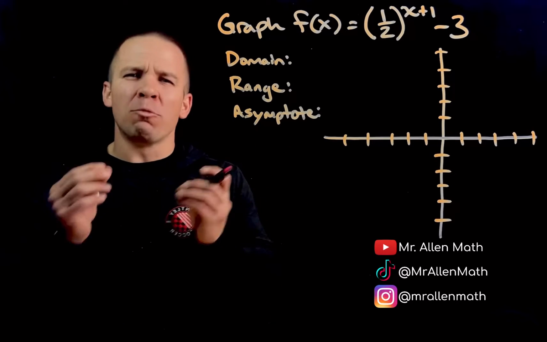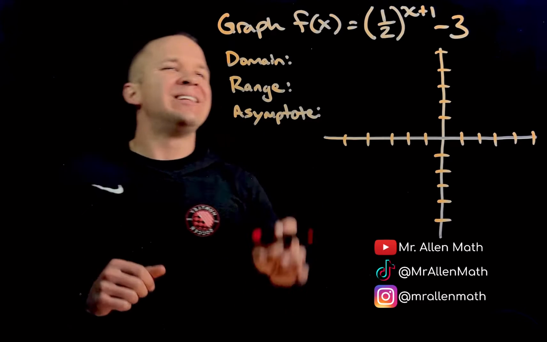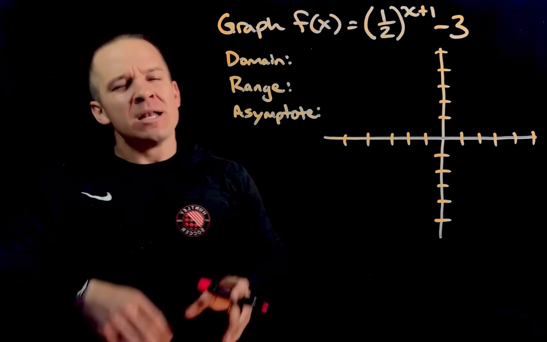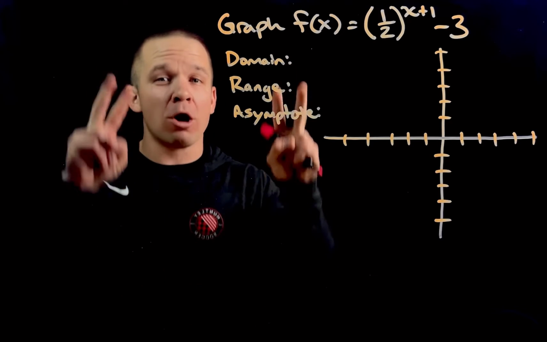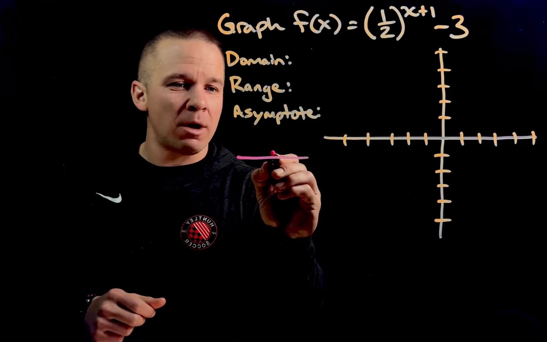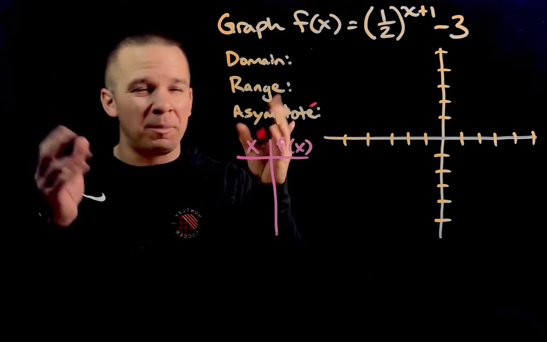We're going to graph this wonderful, beautiful exponential function, f of x equals (1/2)^(x+1) minus 3. Now, when dealing with exponential functions or logarithmic functions, I like to use smart points. And what I mean by that is I want to pick points that are easy to graph, right? Easy to calculate. So we've got to do a little bit of thinking here.